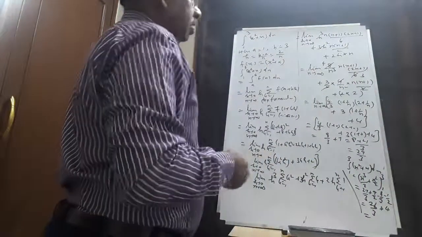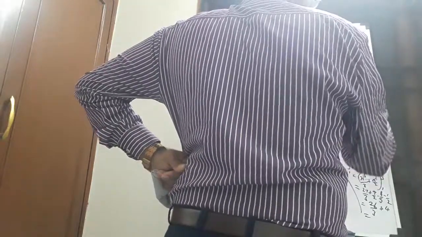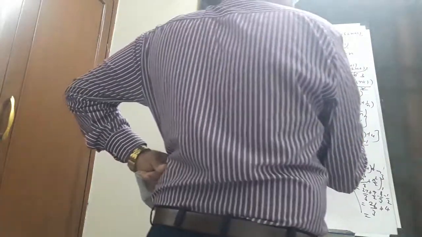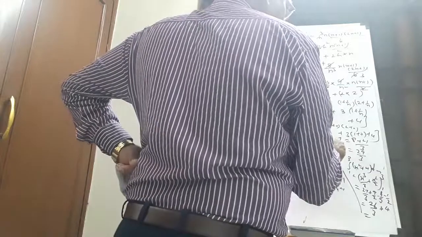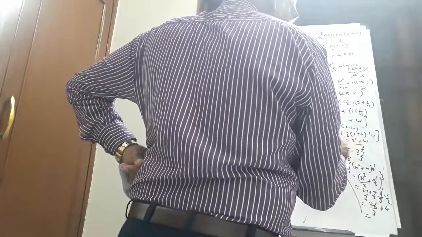It's correct. Now 26 by 3, yeah, it's correct. 26 by 3 plus 4. Let me check whether my answer is correct over here. 4 by 3 into 1 plus 0 into 2 plus 0, plus 3 into 1 plus 0, it's correct, plus 2 2's are 4, let us say. 8 by 3 plus 3 plus 4 is 7. Therefore, this is reduced to 29 by 3. My answer is correct only here.